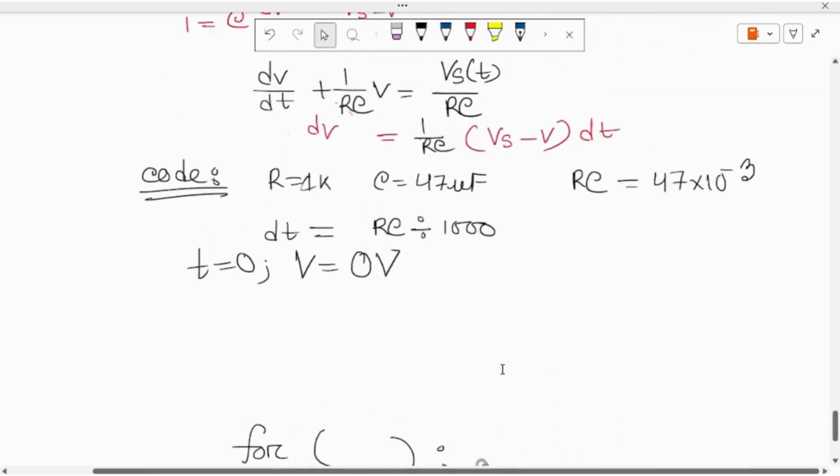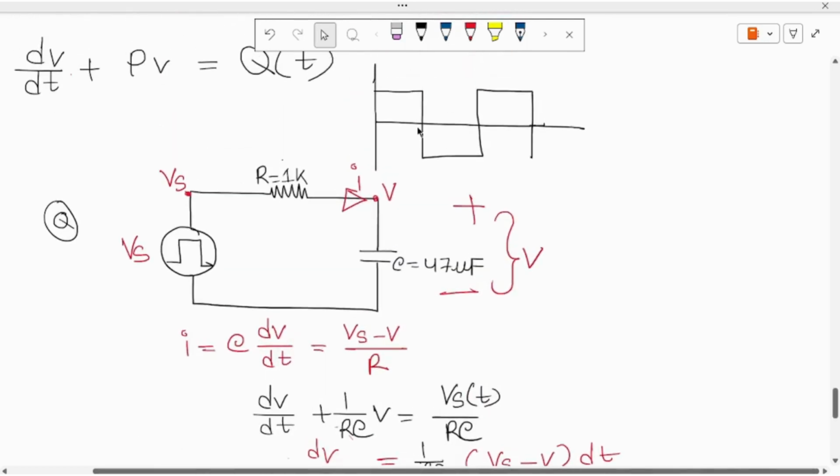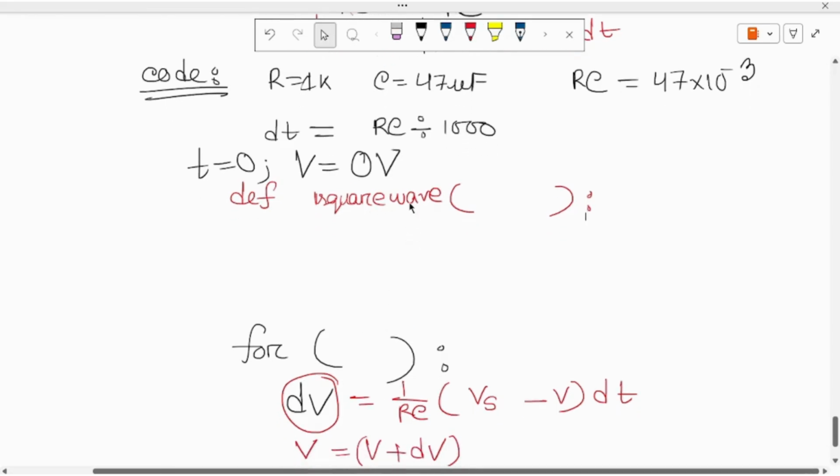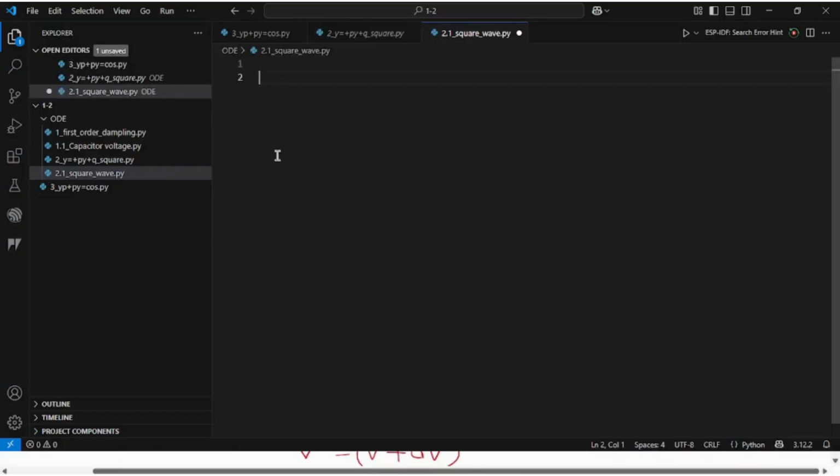And one more thing, that we haven't defined Vs. What is Vs? Vs is a square wave, right? So we need to make a Vs. Let's say we want to make a Vs inside a function, a square wave function. We will see inside the code how we have to make the square wave function. Okay, so let's dive into our code.